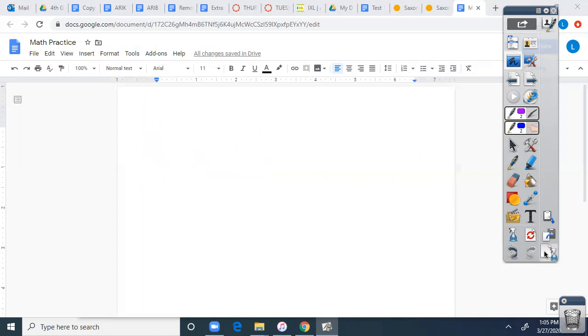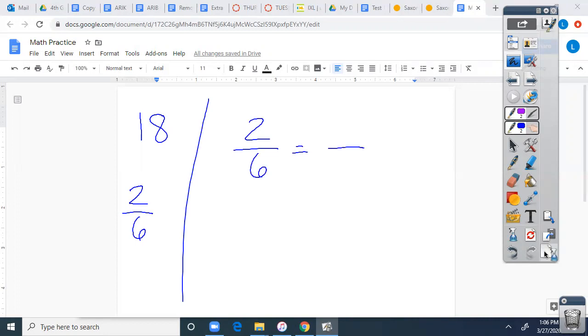What fraction with a denominator of, let's do 18. What fraction with a denominator of 18 is equivalent to 2/6? Okay, so that's our information. We're going to write over here 2/6 equals something over 18, because we know that our denominator needs to be 18. Okay, so now how do we get from 6 to 18? We multiply by what? How do we get from 6 to 18?